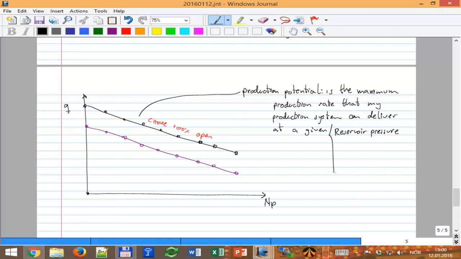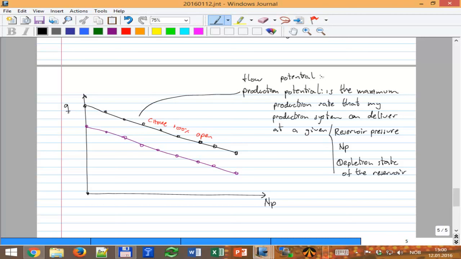Reservoir pressure we can say is equivalent to a certain NP cumulative production, or is equivalent to depletion state. At the given PR, what is the maximum that I can produce from that well, from that production system? That's my production potential, or also called flow potential. Okay, is that clear?